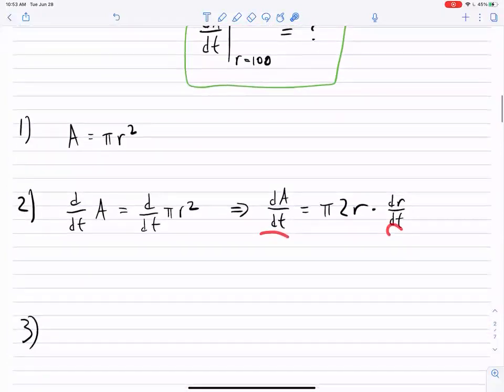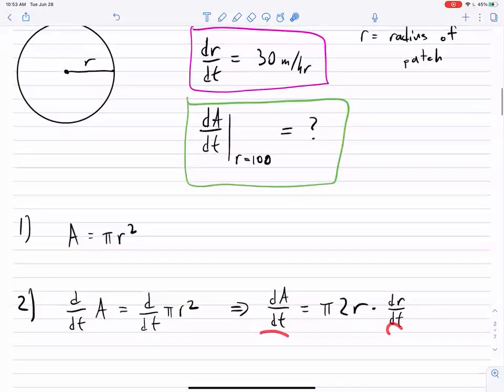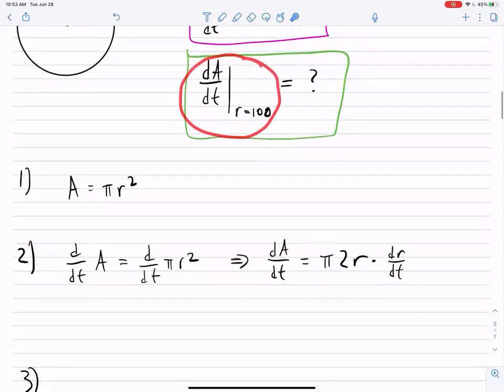And so the final step is to plug in what we know and solve for what we want. So what do we want? We want dA/dt when r is 100. So let's plug in what we know for dr/dt, and let's plug in what we know for r.